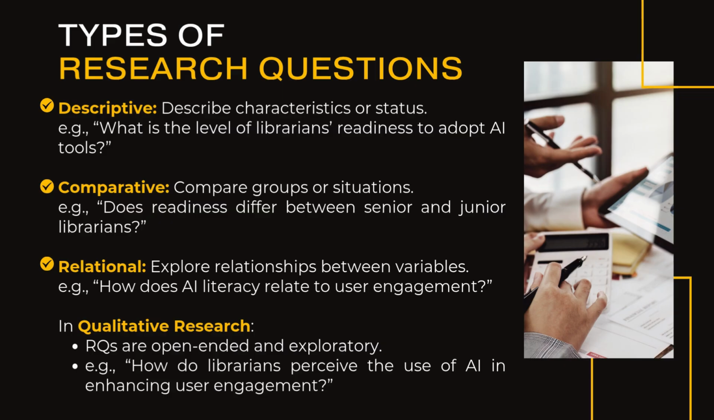The first type is a descriptive question. This type simply asks you to describe characteristics, conditions, or situations. For example, what is the level of librarians' readiness to adopt AI tools? It doesn't compare or test anything.